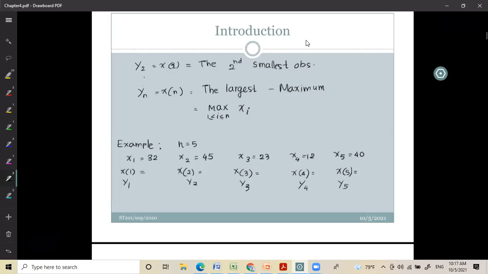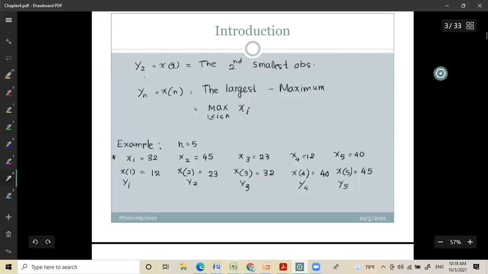Okay, so what is the smallest? You can clearly see that it is 12. Yes, it is 12, 23, 32, 40, and 45. So you can easily figure that out. Now you can see x1 and x parenthesis 1, they are not the same. So this is your ordered data set. So x1, x2 up to x5, that is your random sample. After you order it, y1 up to y5, that is your order statistics.